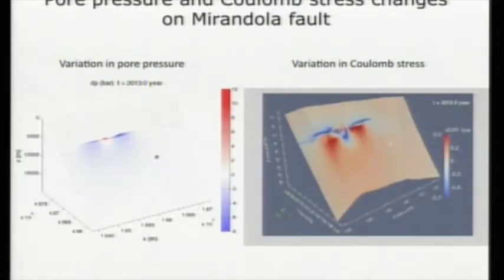Okay, so we can make a movie. We can see how stress changes with time. We can see the counterbalancing effects of production and injection. And we can also see the spatial scale over which those two effects cancel each other out.